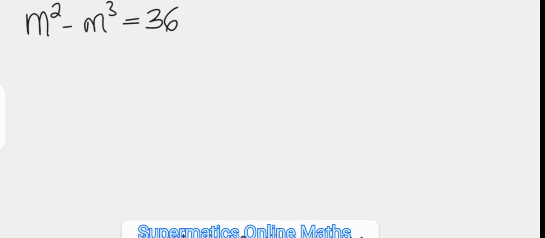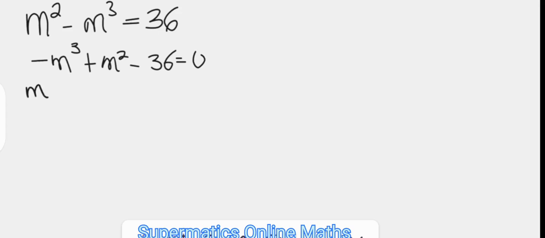Now, the first thing we do is to arrange the polynomial in standard form. So we're going to start with the highest power of m, which is negative m to the third power, then plus m squared, and we subtract 36 from both sides to give us minus 36 equals 0. Then we multiply through by negative 1 to give m to the third power minus m squared plus 36 equals 0.